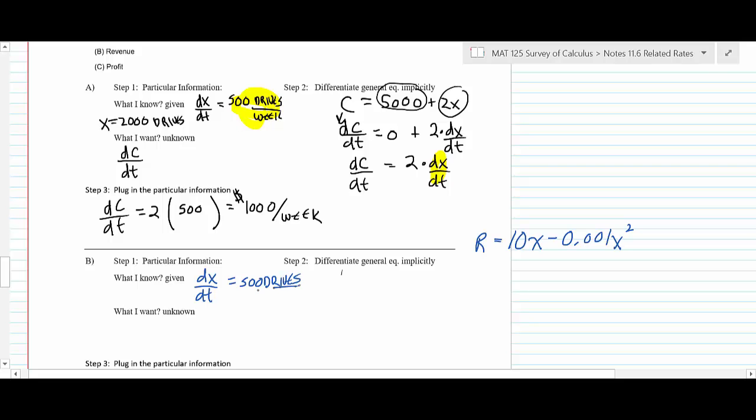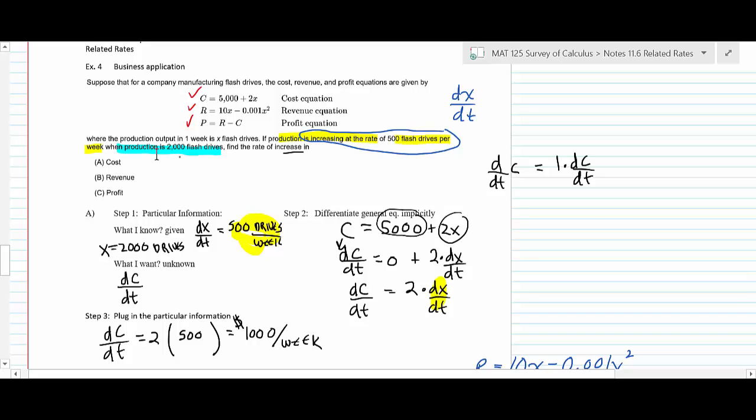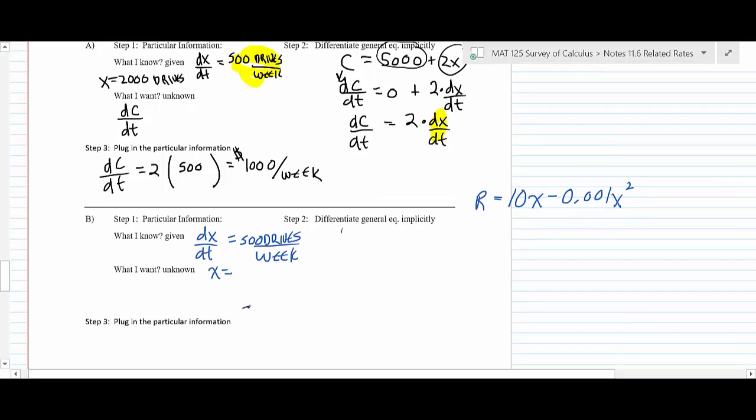Okay, and the other thing is it says we're going to find the rate of increase in the revenue when the production is 2,000 flash drives. So that means that x is equal to 2,000 drives. So we're going to find the increase in revenue. In Leibniz notation, what would be the increase in revenue? dr over dt. That's a real important thing. So we're going to try to find dr over dt. That's what we're looking for.